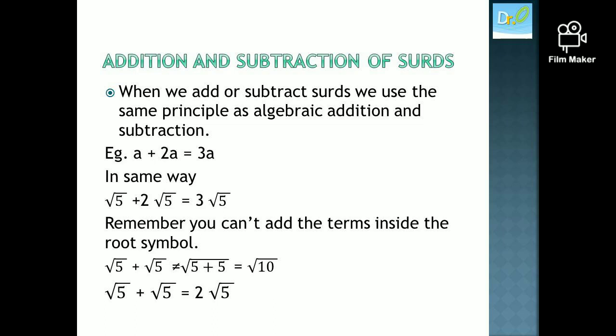Remember, when you add surd terms, you cannot add the terms inside the root. For example, if you want to get root 5 plus root 5, you cannot add 5 plus 5 keeping the square root, and you cannot write it as root 10. Exactly, root 5 plus root 5 is 2 times root 5, just like if you add a plus a, the answer is 2a. So root 5 plus root 5 is 2 root 5, not root 10.